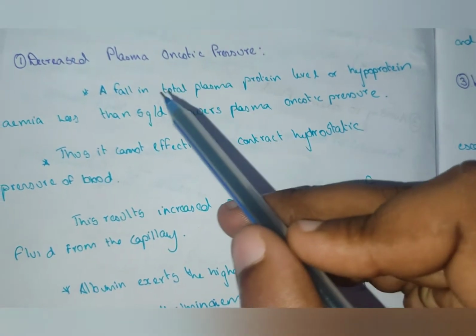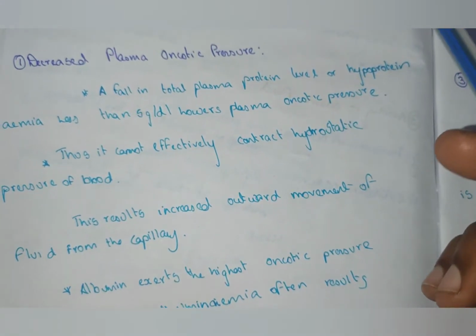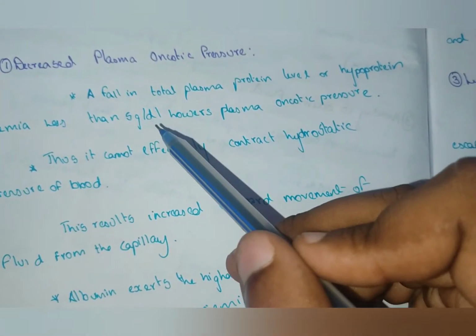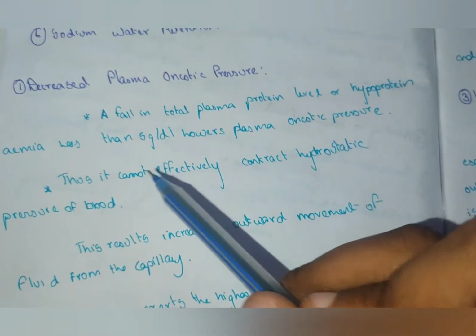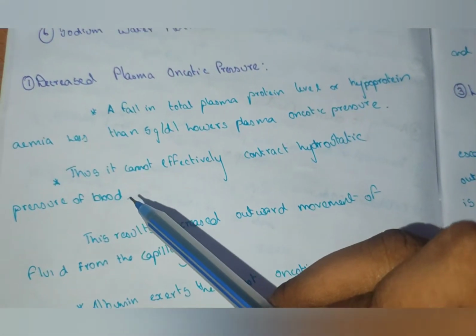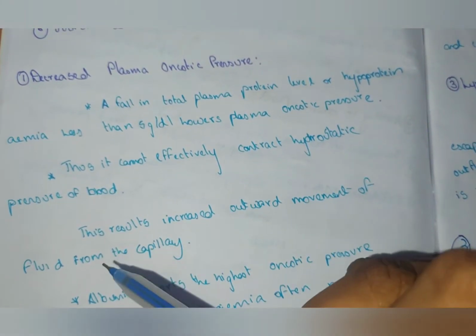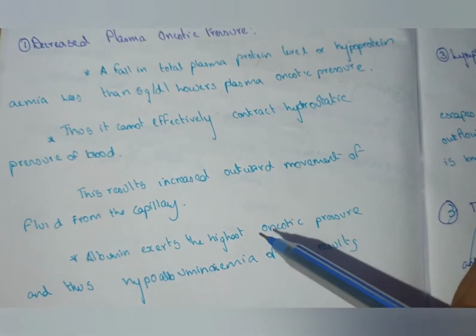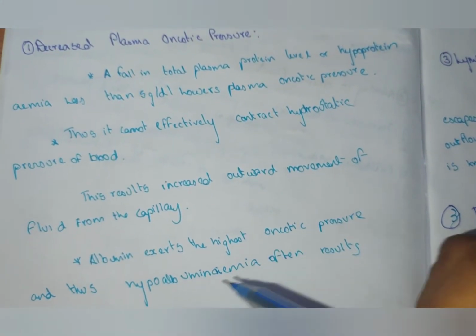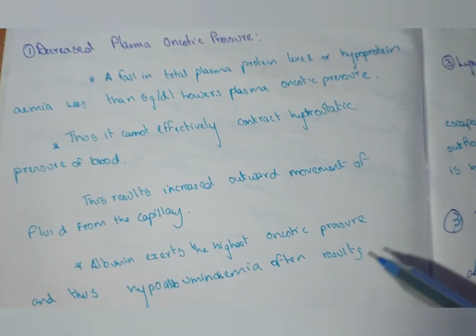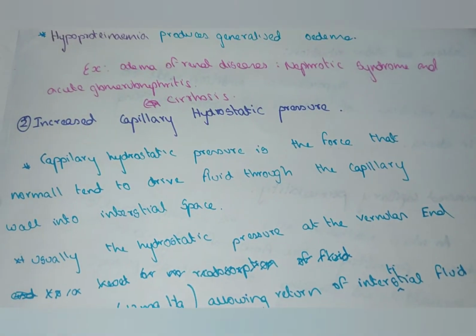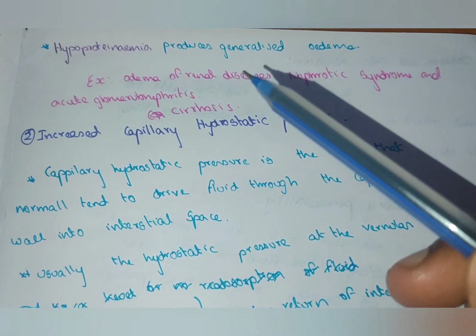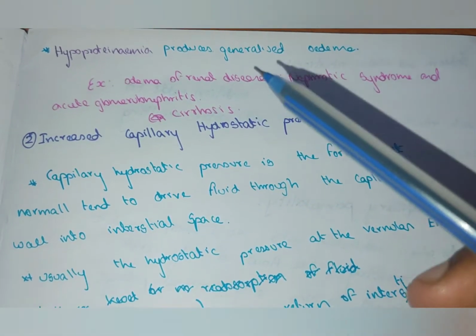Decreased plasma oncotic pressure. A fall in total plasma protein level, which leads to hypoproteinemia, less than 5 gram per deciliter, lowers plasma oncotic pressure, which thus cannot effectively counter the hydrostatic pressure of the blood. This results in increased outward movement of fluid from the capillary, which leads to edema. Albumin exerts the high oncotic pressure. When the albumin level is less, hypoalbuminemia often results in edema. Hypoproteinemia produces generalized edema.